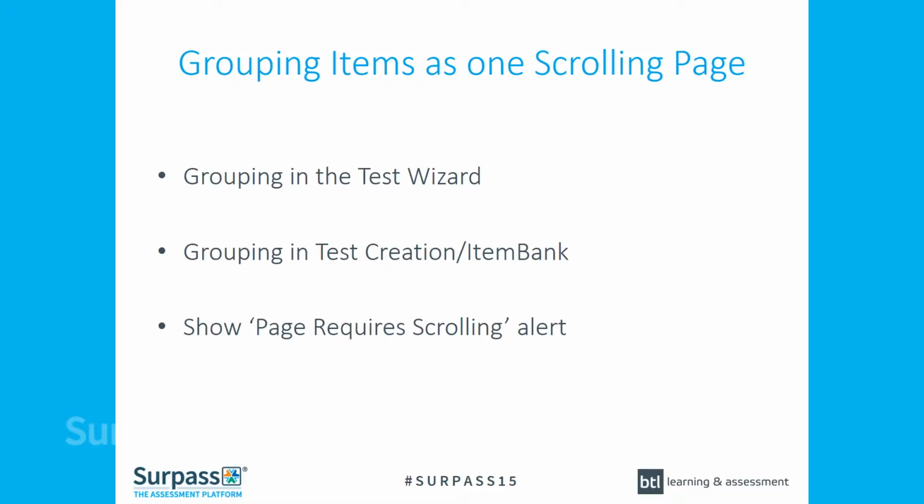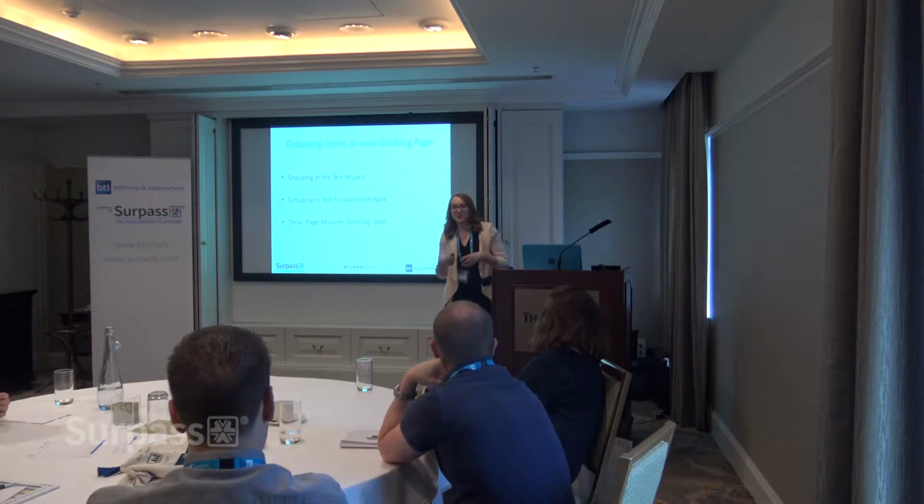So there's a couple of different ways to do this. For those of you that use Surpass Release 12, you might be familiar with the Test Wizard approach, which is with the item authoring screen. We've also got the test creation screens, or the item bank screens, as our 11 customers will know them. You can do this in there as well. It's just a slightly different method.